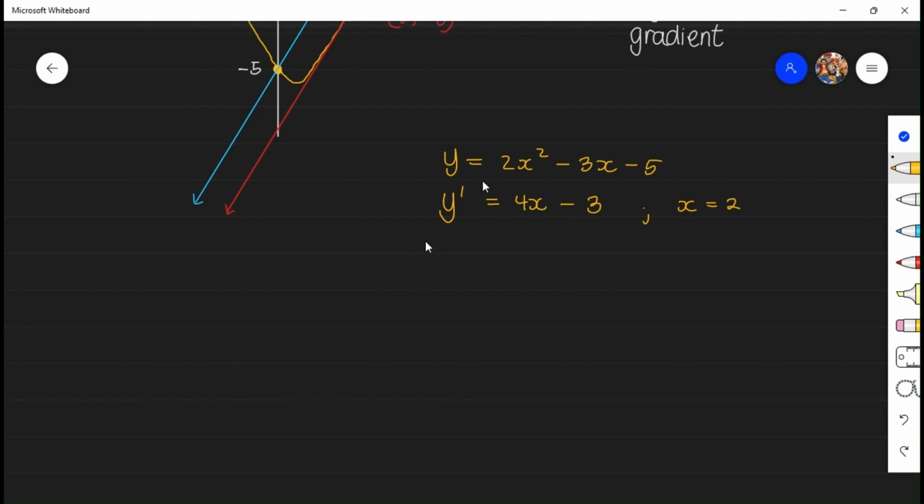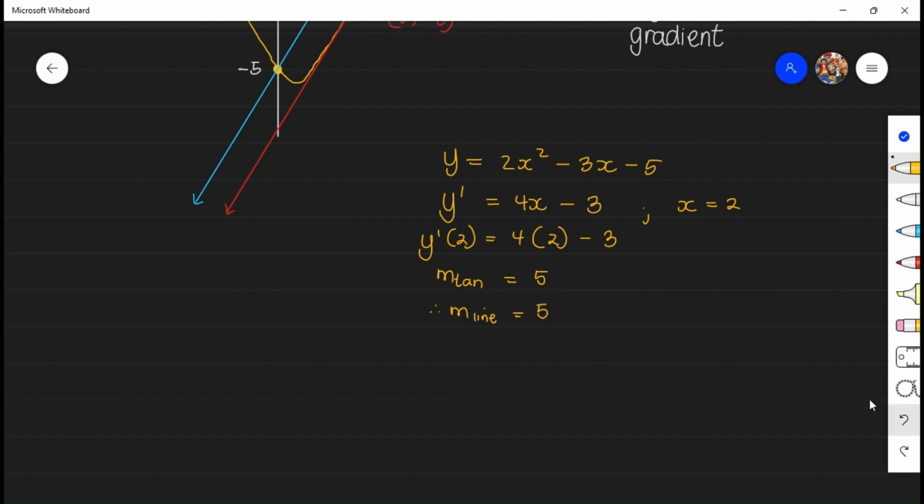Keeping in mind that the curve and the tangent meet at the point x equals 2, we are now going to substitute x equals 2 into our derivative in order to find the gradient of the tangent at the point x equals 2. That gives us the gradient of our tangent as 5, keeping in mind that the gradient of the tangent is also the gradient of the line.